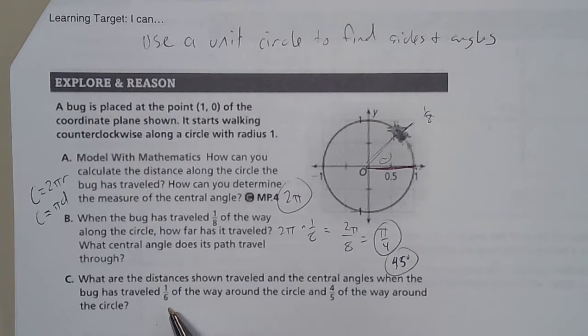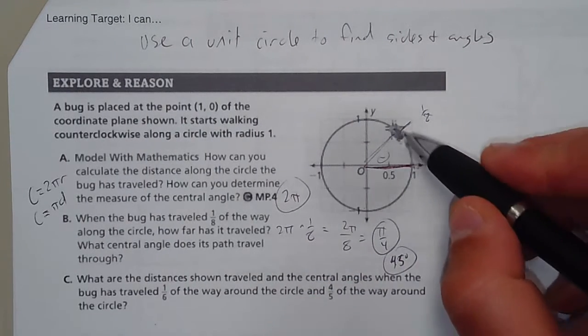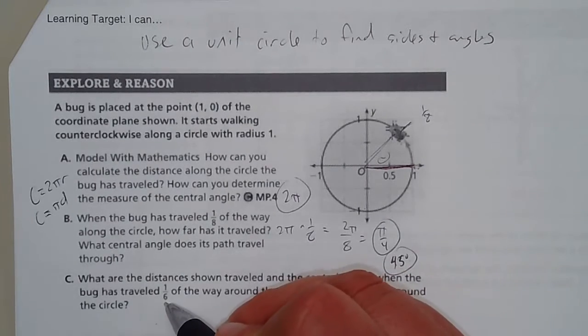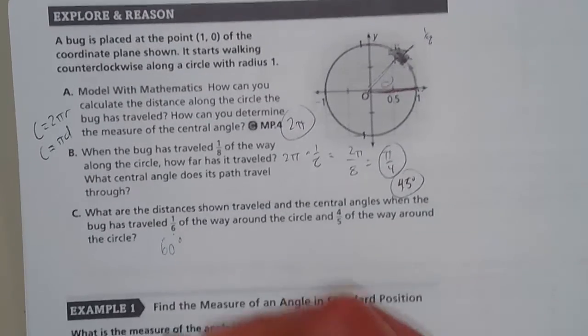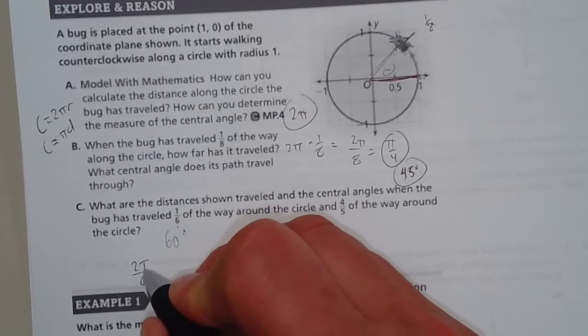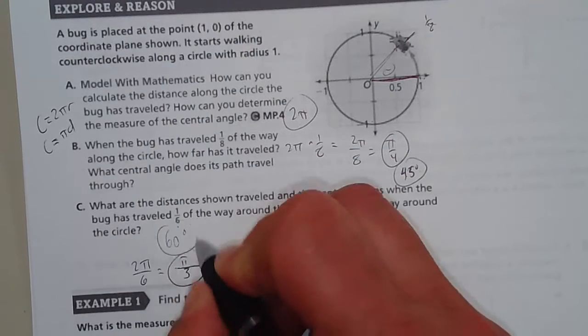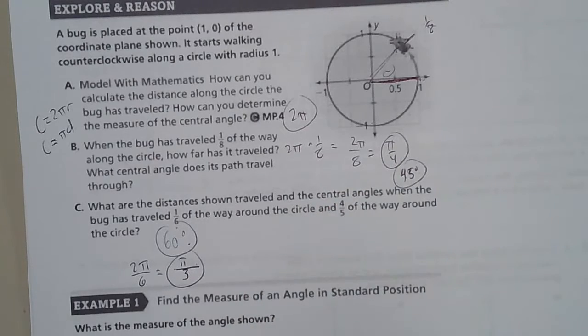Same questions here for 1/6 of the way and 4/5 of the way. So 1/6 of the way, we thought of it in terms of this, but it's really just 1/6 of 360, which would be 60 degrees. Or 2 pi over 6, which would be pi over 3. So those are also equivalent degree to radian measures.